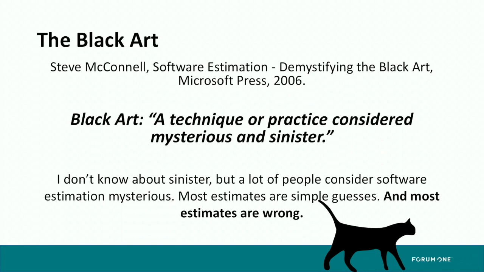Okay, so Steve McConnell calls software estimation a black art. What is a black art? Well, I looked it up. A black art is a technique or practice considered mysterious and sinister. So, of course, I have the black cat here. And I don't know about sinister, but I know a lot of people consider software estimation mysterious. And that's because most estimates are really just guesses, and most of the estimates that people come up with are wrong. I will tell you that most of the estimates I've ever done are simple guesses, and most of them were wrong.